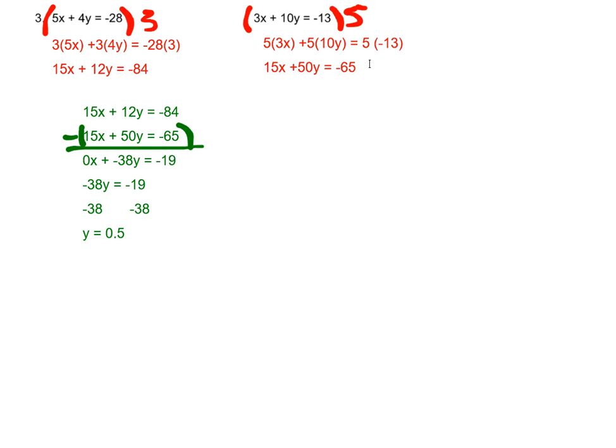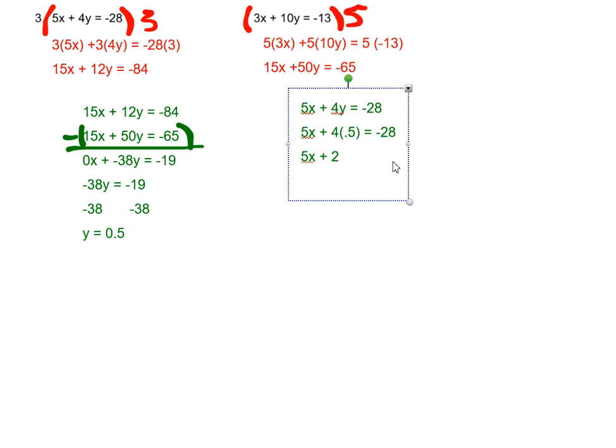We're not going to deal with these equations that we manipulated anymore. We're going to go right back to our originals. So when I go back to an original equation, I'm going to use 5x plus 4y equals negative 28. And I'm going to sub in 0.5 for my y value. So I have 5x plus 4 times 0.5 is equal to negative 28. So 5x plus 2 equals negative 28. I'm going to subtract 2 from both sides.